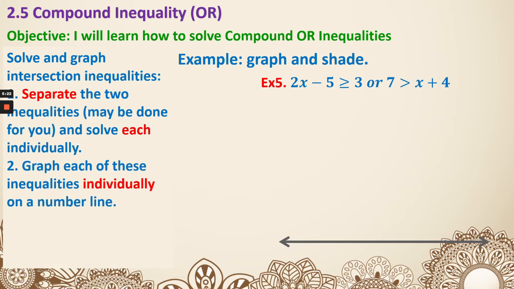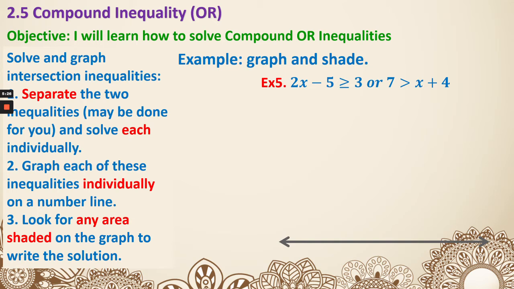So the steps are very similar to solving intersection, with one little exception. Instead of looking for the overlap, we are looking for any area that is shaded on the graph. Let's solve them. Add 5 on both sides. 2x is greater or equal to 8, so x is greater or equal to 4. Subtract 4 on both sides, so 3 is greater than x.